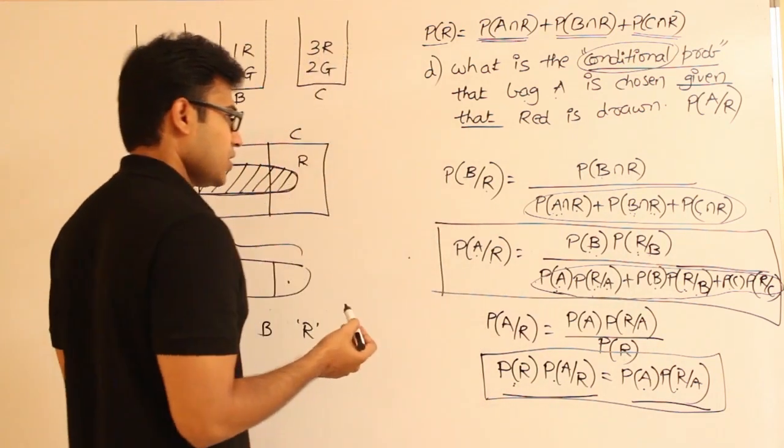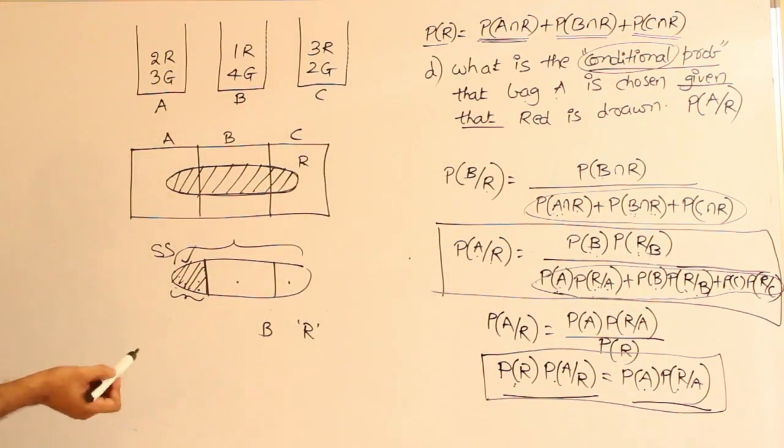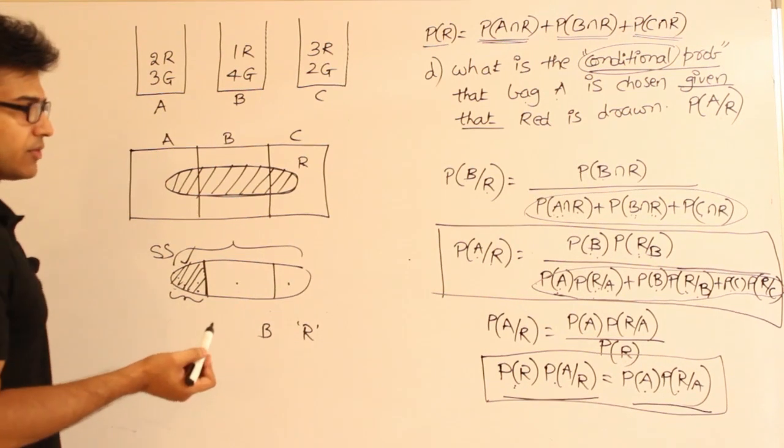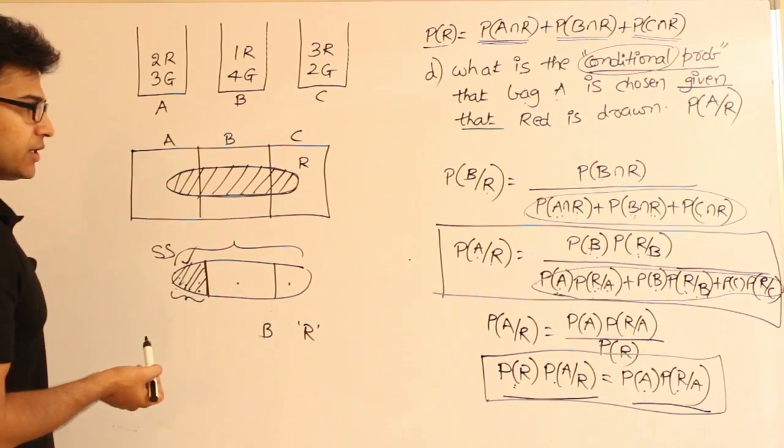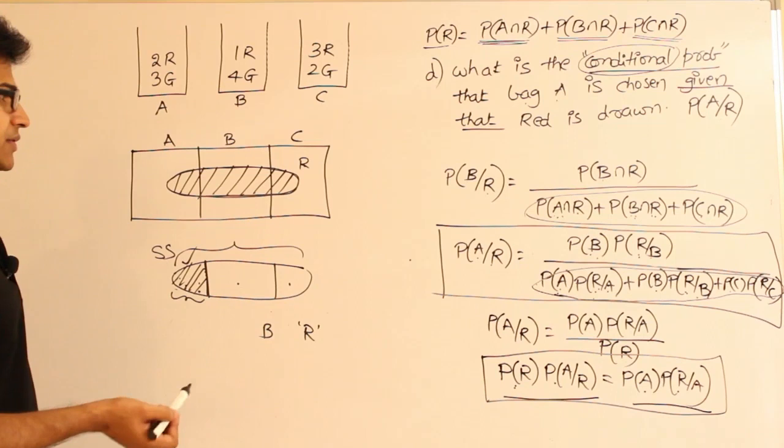So in order to understand this concept better, we'll take all the questions in which we solved using the total probability theorem and we'll solve them again using the Bayes theorem.